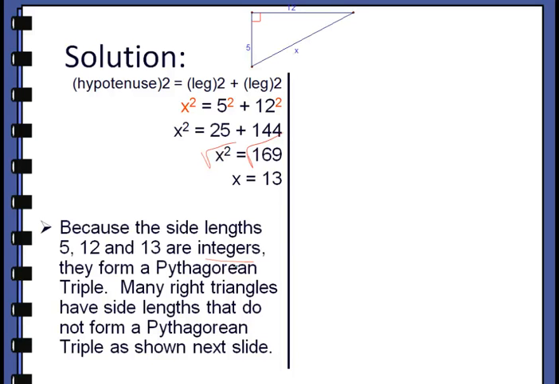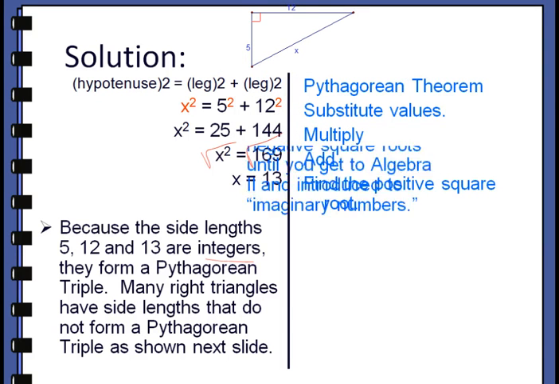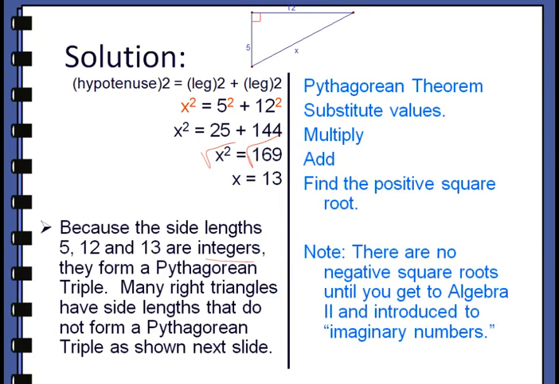And most right triangles have side lengths that do not form Pythagorean triples. So we're really happy when one of those comes along, but it's not very frequent. Okay, so you don't really need to see these. We know how to do this. And we're not going to think about negative square roots now, not until algebra 2 when we get to imaginary numbers.